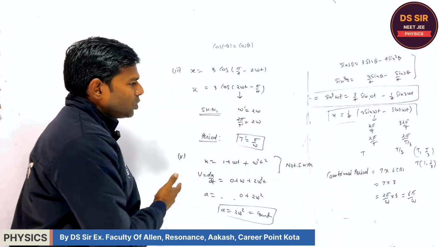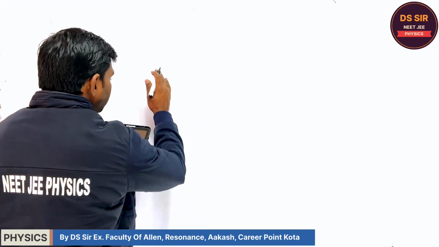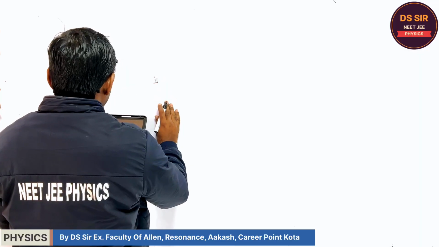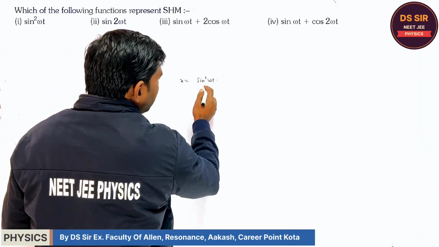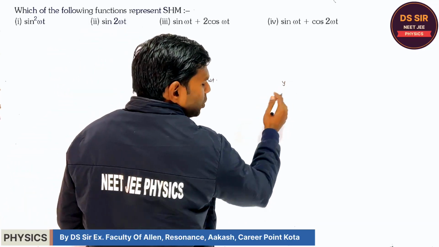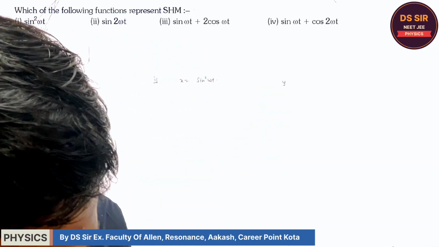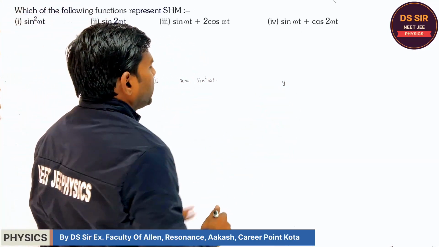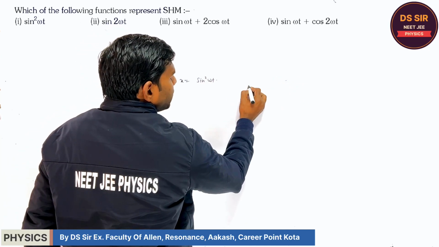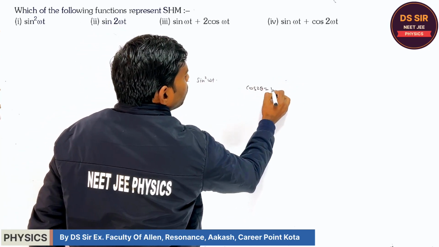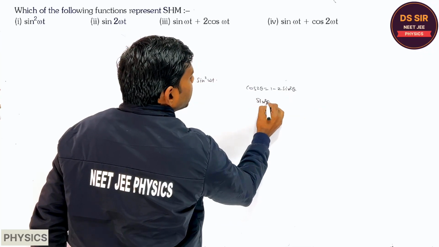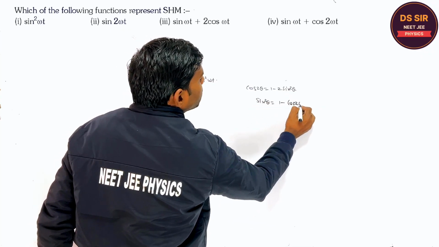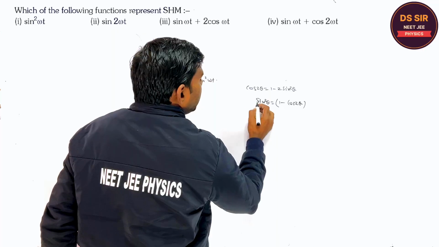You know. Copy this. So read this question. In the first part, x is equal to sine square omega t. This is a very common question. Although x is equal to sine cube omega t we have done, now we will see sine square omega t. We will use the identity cos 2 theta is equal to 1 minus 2 sine square theta, and sine square theta may be written as 1 minus cos 2 theta by 2, right?